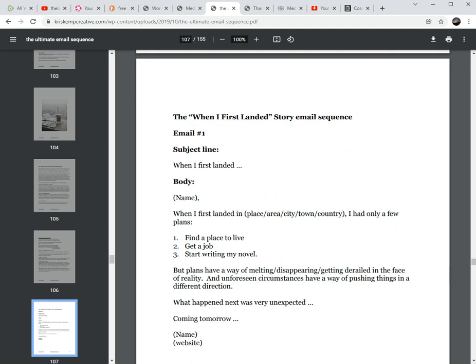You can say when I first landed, when I first arrived. So you can say, when I first landed in this place, I only had a few plans. And then you have your plans, your kind of mission. Do this, do this, do this. But plans have a way of disappearing, blah, blah, blah. What happened next was unexpected. So you're creating an open loop. And again, the first email: when I first landed, comma, blah, blah, blah, this happened, etc.